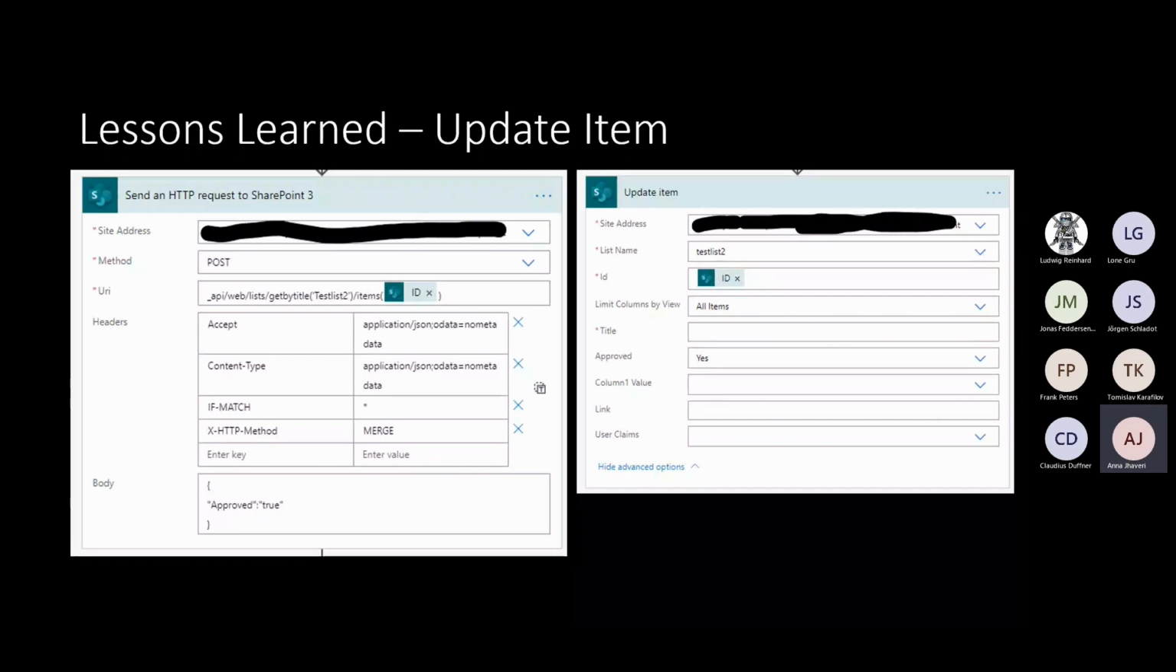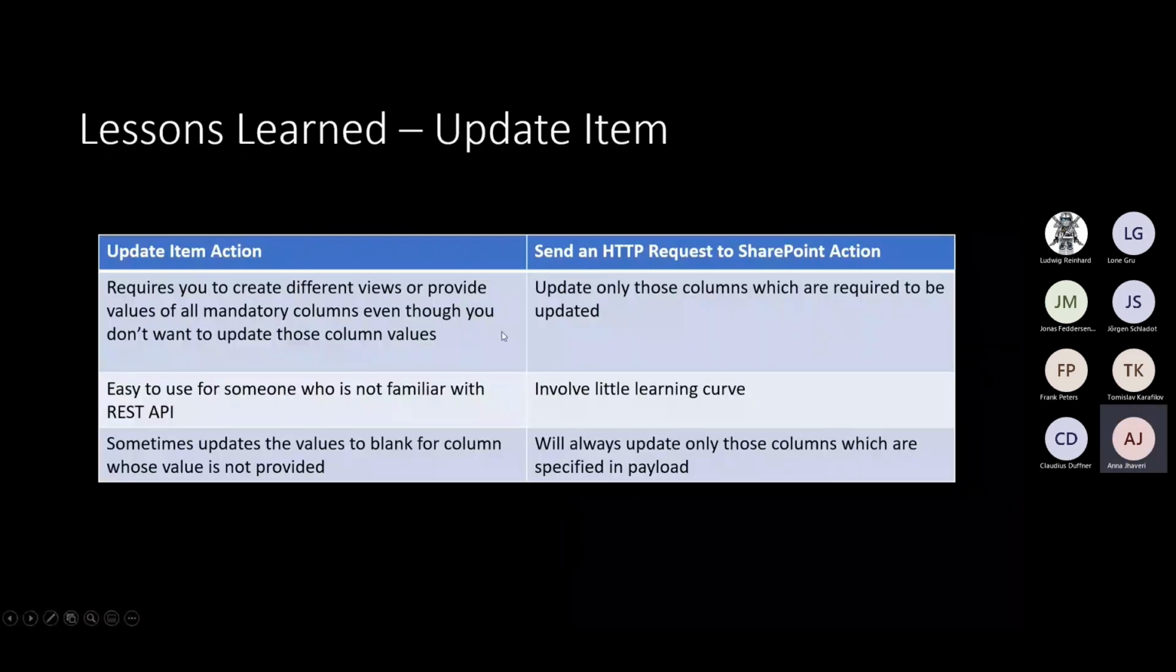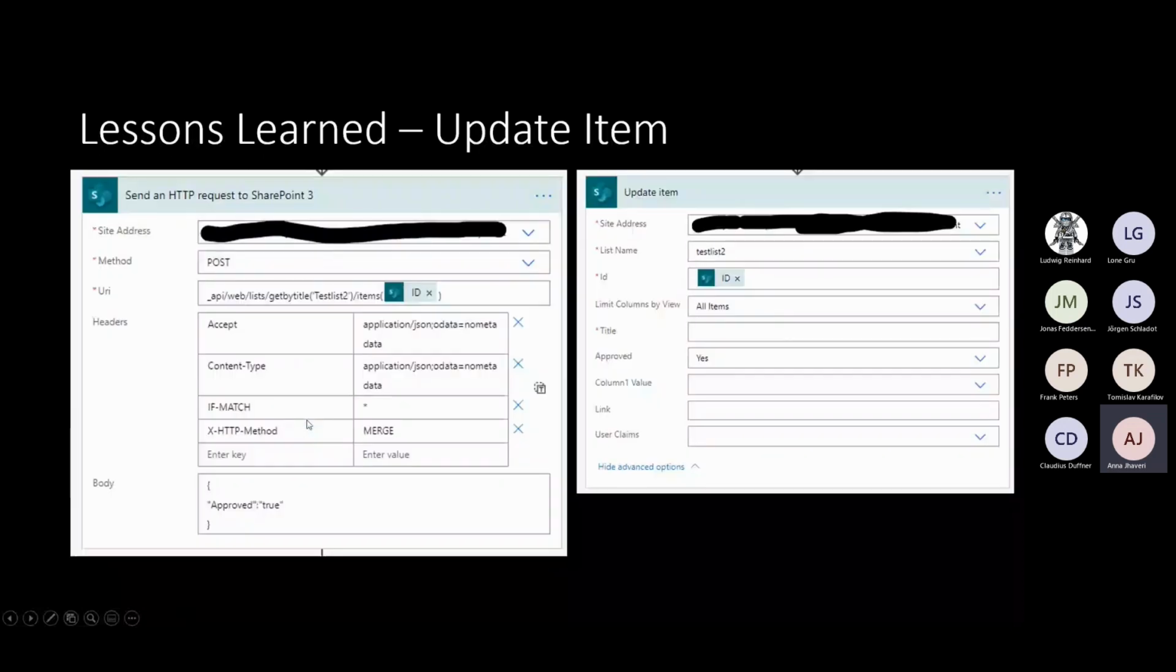But update item is very user friendly. So for example, if someone doesn't know REST API, then they can still use the update item action to update the values of a list item. Here you need to know a little about REST API, how to build the JSON values to provide the values of the columns. So you need to know a little of the syntax. It's not very hard, but still there is a little learning curve in that area.